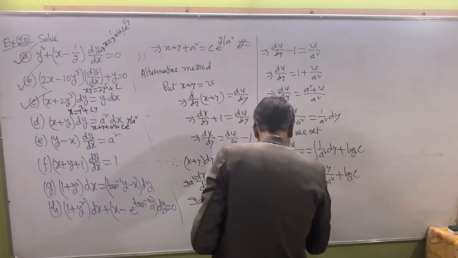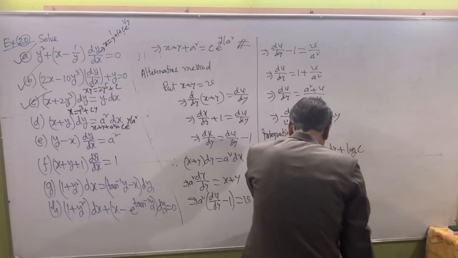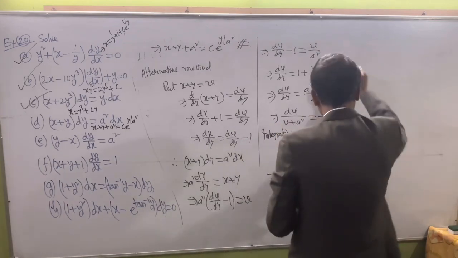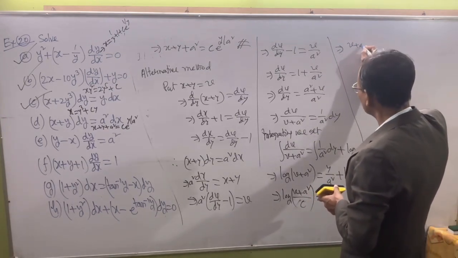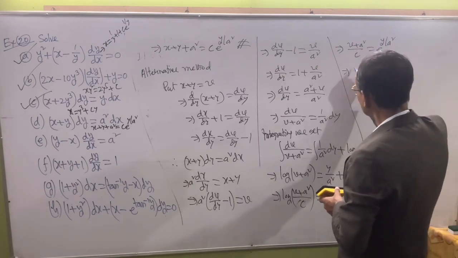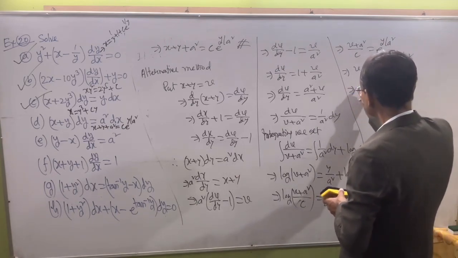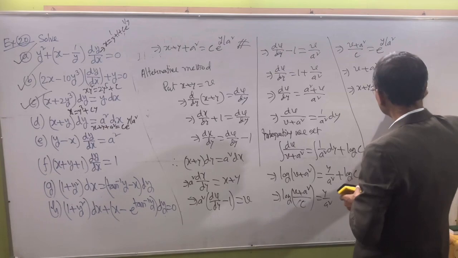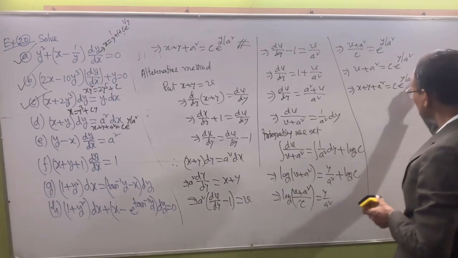This means log of v plus a square divided by c equals y by a square. This means v plus a square divided by c equal to e to the power y divided by a square. Or v plus a square is equal to c e to the power y divided by a square. This means x plus y plus a square equal to c e to the power y divided by a square. You see x plus y plus a square equal to c into e to the power y by a square.